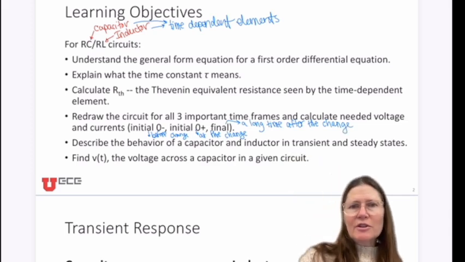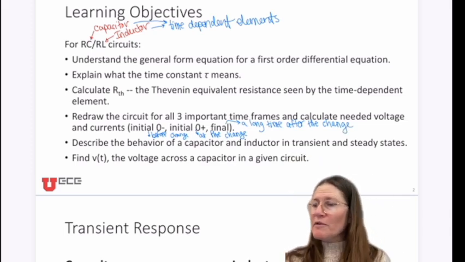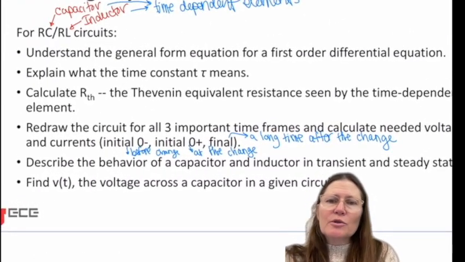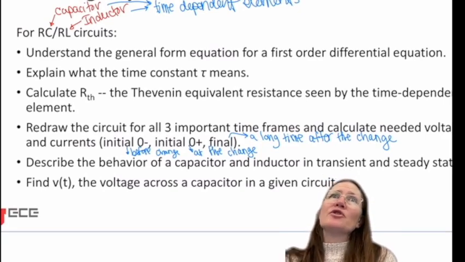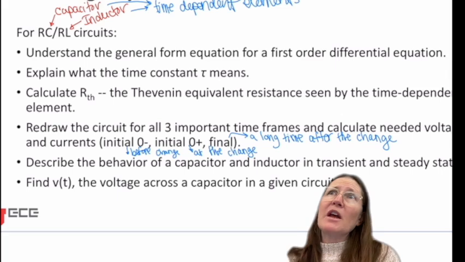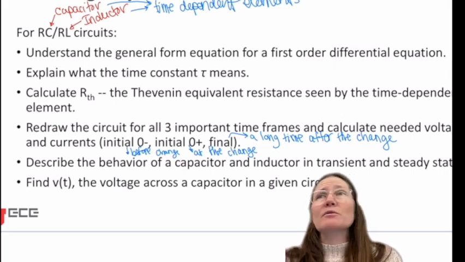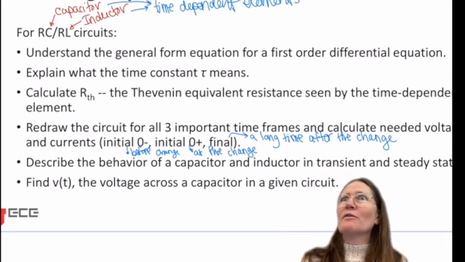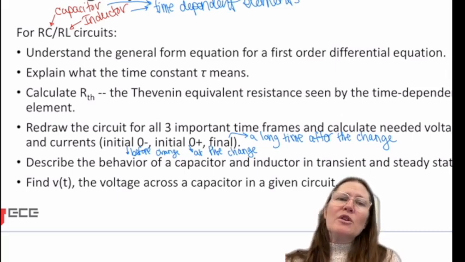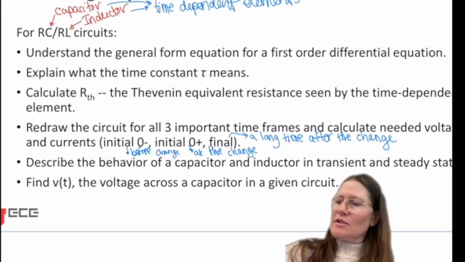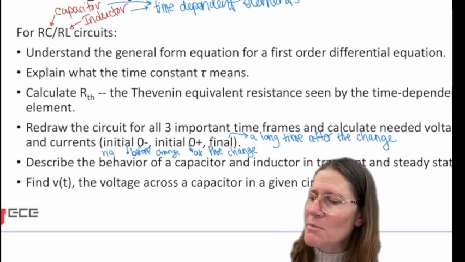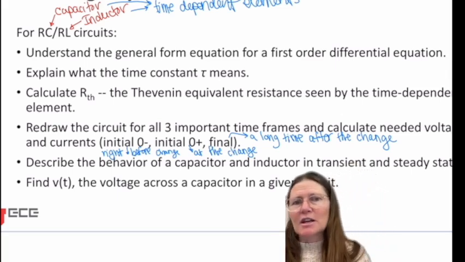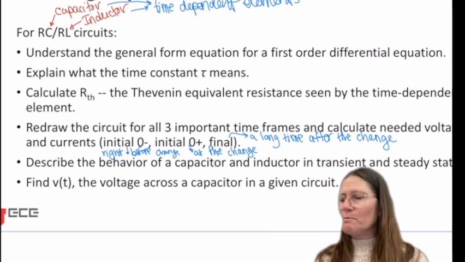So instead of having to do a full solution for a first order differential equation, we can actually use a form of the general solution that we know it will be, and then we can analyze the circuit for these 3 time periods, and then we can use those to solve the full equation. So the initial 0 minus is right before a change happens. 0 plus will be at the change time, and then final would be a long time after the change.